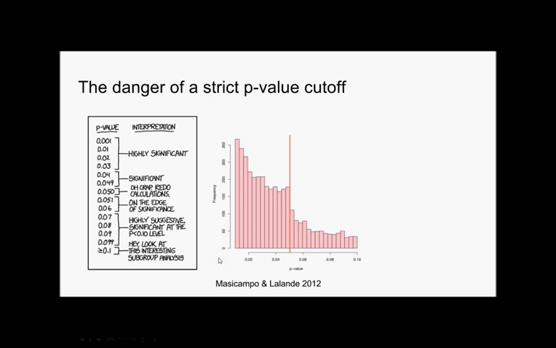And this is actually a problem in the literature. So this is a meta-analysis paper by these two researchers where they looked at all of the p-values reported in a certain journal. I think it was Journal of Experimental Psychology.